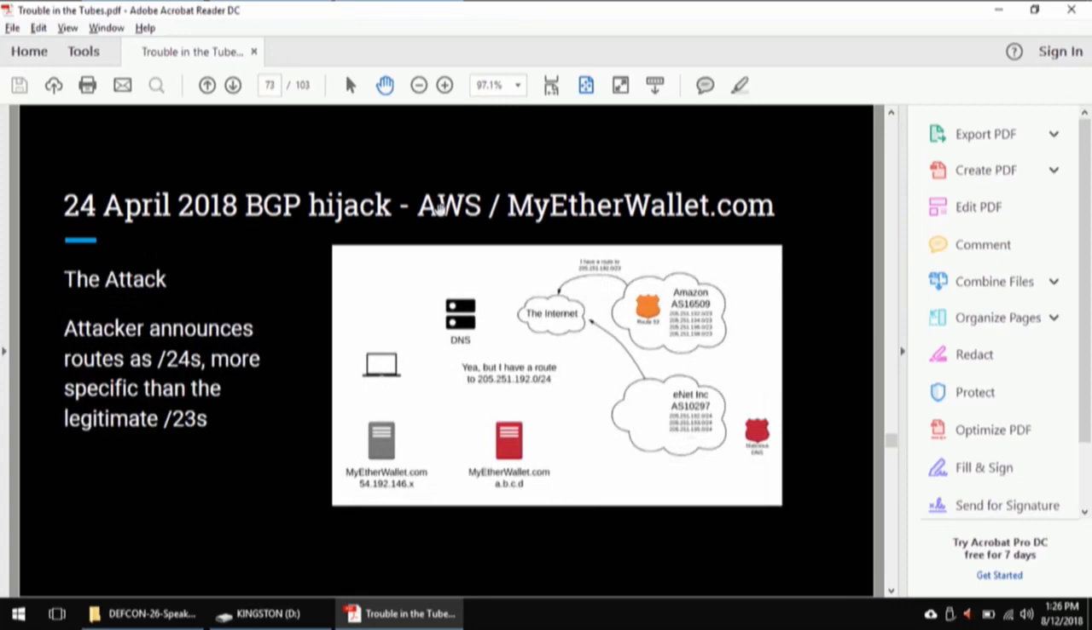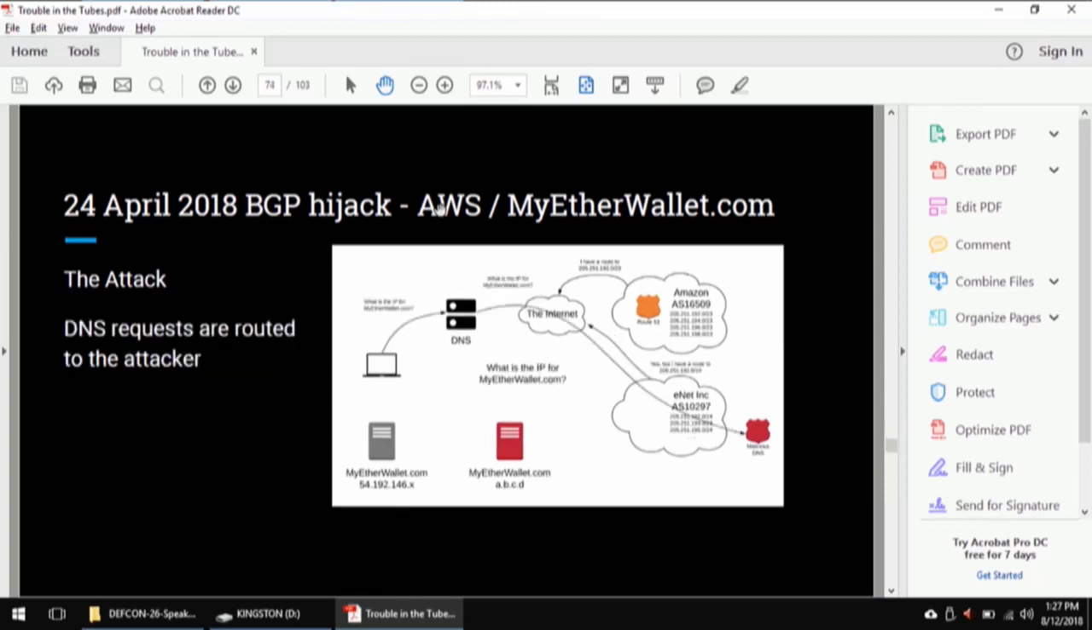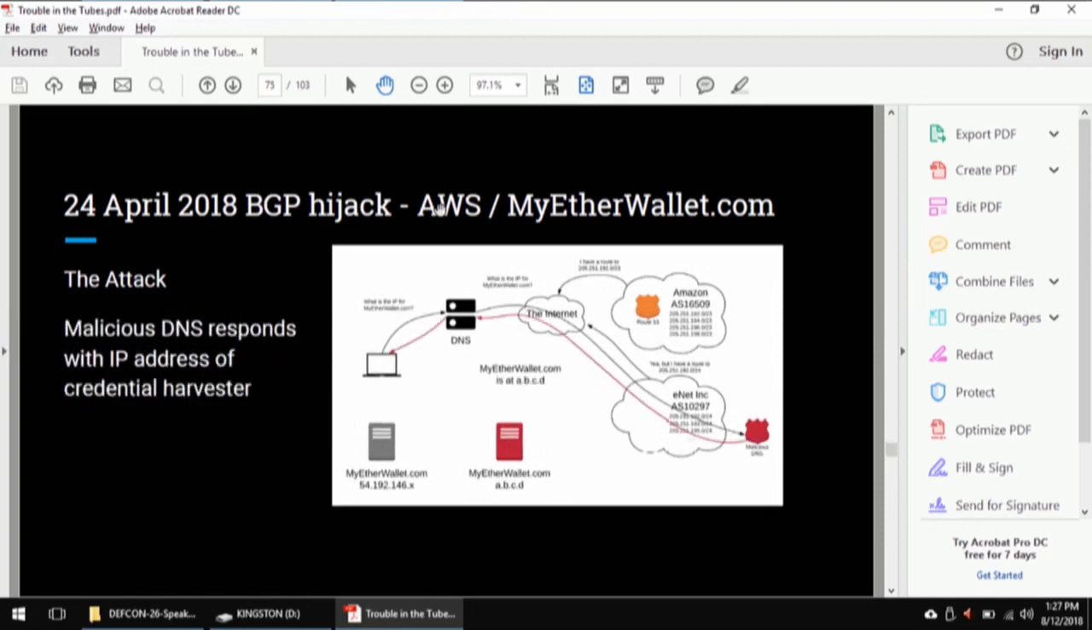What really happened was that another autonomous system, likely on behalf of one of its customers, began advertising a /24 for Amazon's DNS server space, where Amazon was using /23s. So advertising more specific routes. When those propagated up, all requests to Amazon's DNS servers then went to this malicious DNS server. The response was returned for a credential harvester.